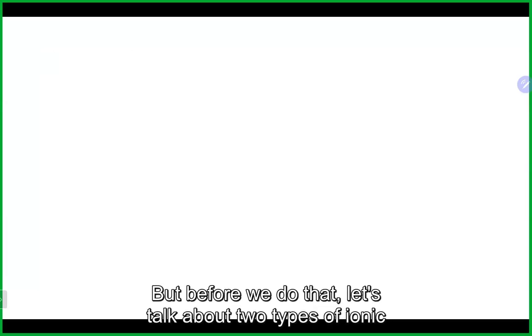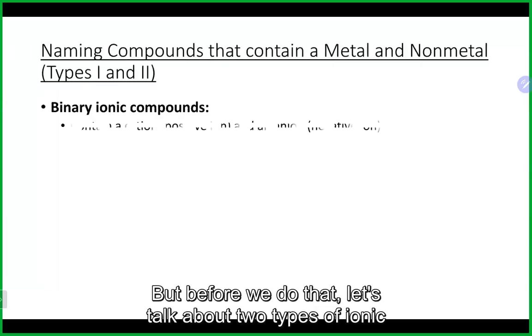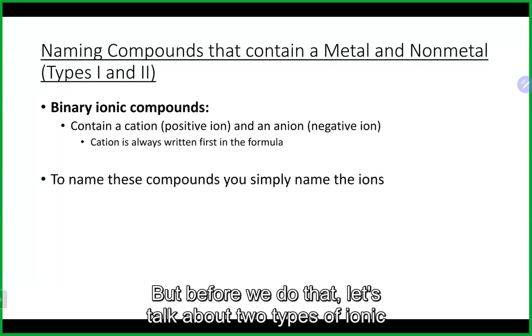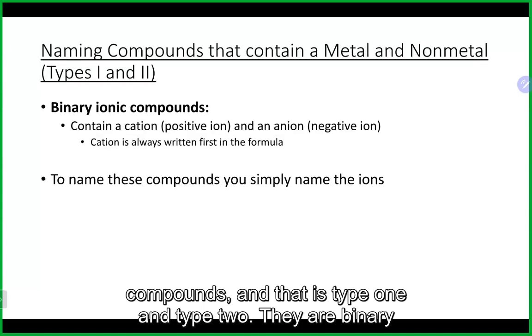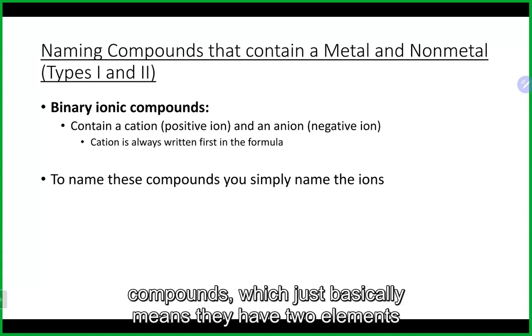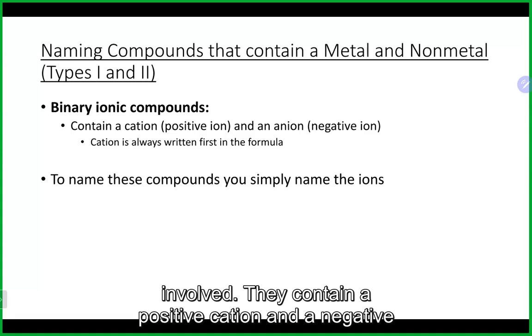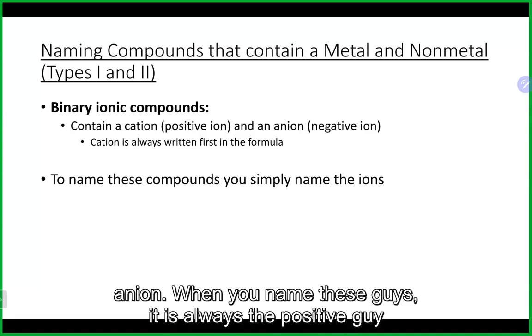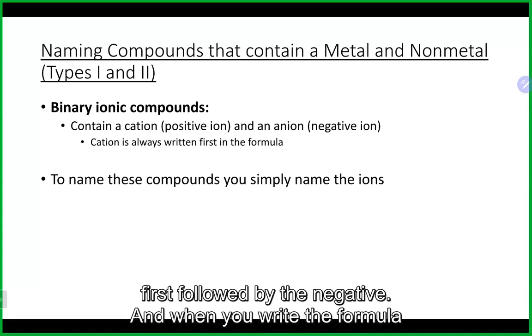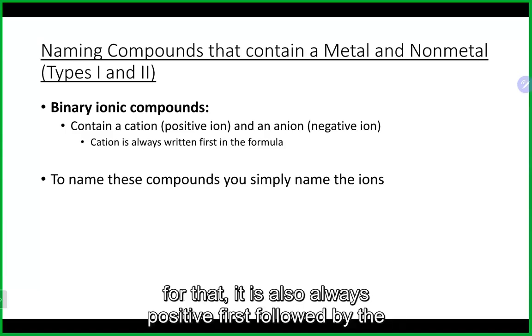But before we do that, let's talk about two types of ionic compounds, type 1 and type 2. They are binary compounds, which basically means they have two elements involved. They contain a positive cation and a negative anion. When you name these, it is always the positive first, followed by the negative. And when you write the formula, it is also always positive first, followed by the negative.